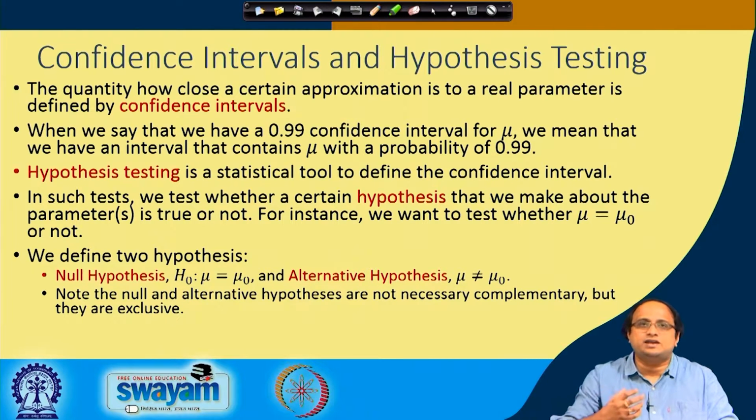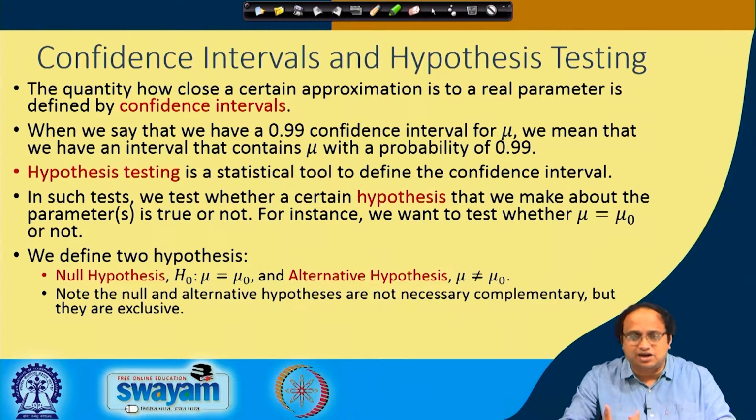That is where this concept of confidence interval comes in, because it defines a quantity which tells how close a certain approximation is to a real parameter. So, when we say, for example, that we have a 0.99 confidence interval for mu, we mean to say that we have an interval that contains mu with a probability of 0.99.